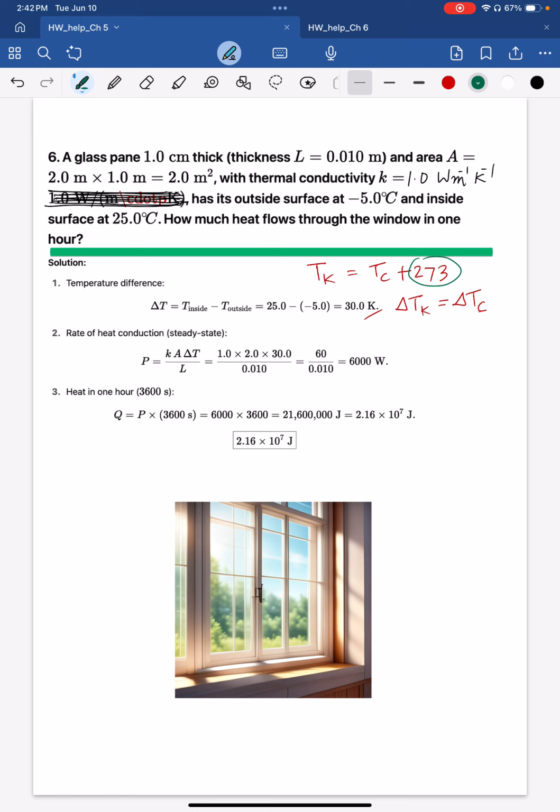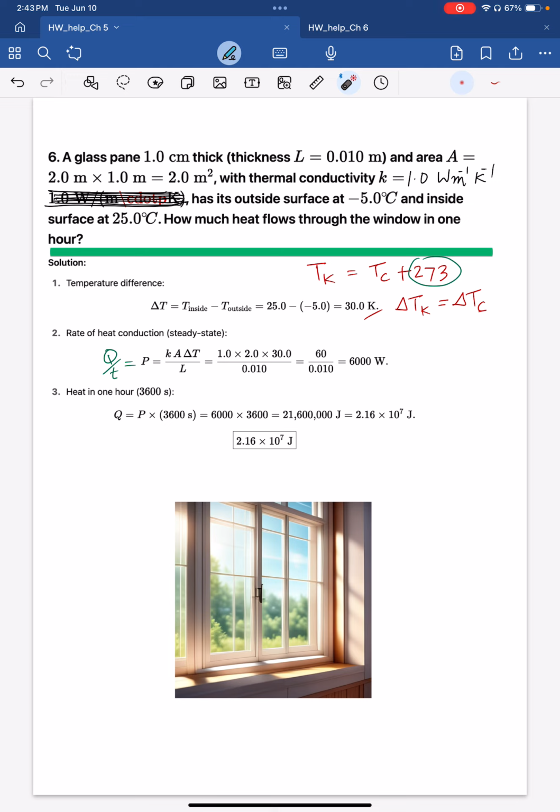Okay, once you've got the change in temperature, here is the formula for heat conducted. Q over T, which is power, is the constant times the area times the change in temperature divided by the thickness. Now, the thickness was given in centimeters and also in meters. Okay, you have to use the thickness in meters. So that's the K. You have the area, you have the change in temperature, you have the thickness in meters. Do the math, you get 6,000 watts.